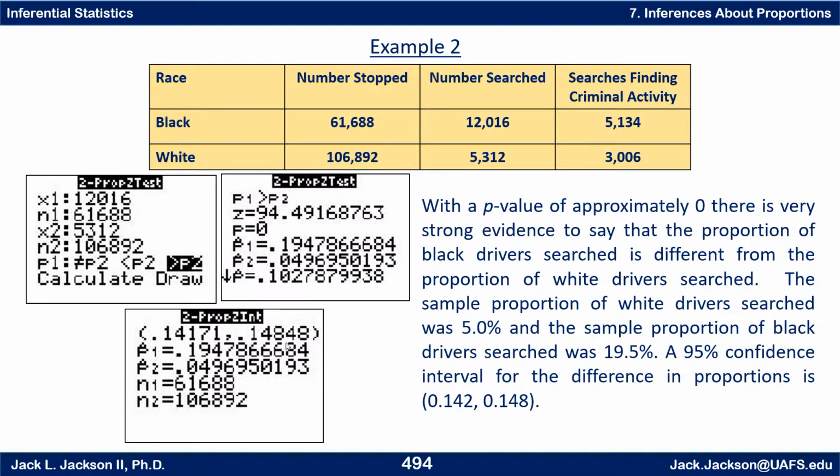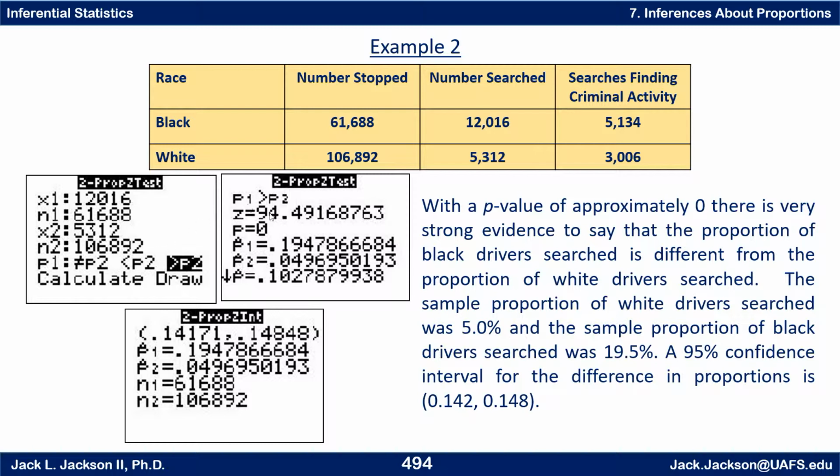So let's go ahead and run that. It's a two proportion z-test on the calculator. We enter this information. We'll take group 1 to be black. So that's the number of successes, meaning in this case a car that was searched, is 12,016, and the sample size is 61,688. For the whites, the number of successes, number of cars searched, is 5,312, for a total sample size of 106,892. And we think that the proportion is higher for blacks than whites, so we're going to do a one-tailed test. And so that's going to be a right-tailed test, so a greater than is here.